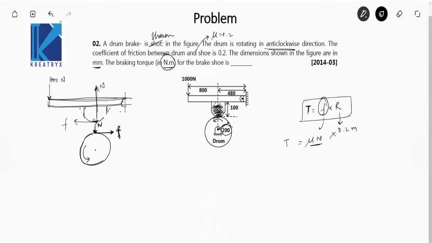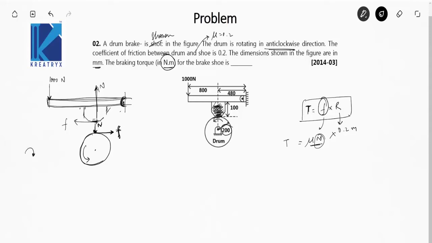Now you have to find the value of N. If you get the value of N, you will get the value of friction force and ultimately the torque. So about this hinge, you can write the moment equation by all these forces.